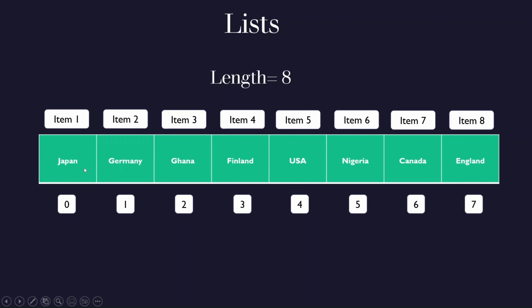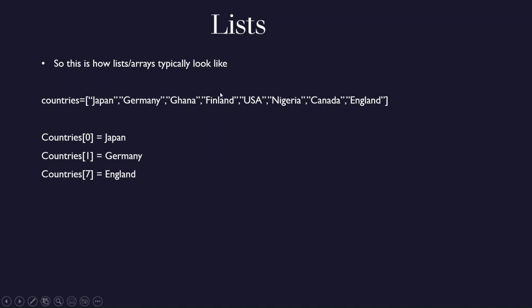So the first item in the list is always 0, and these are known as the indexes. So if I say item at index 3, then that is Finland. In this case, that is the 4th item in the list. So item at index 7 will be England. So typically, this is how lists or arrays look.